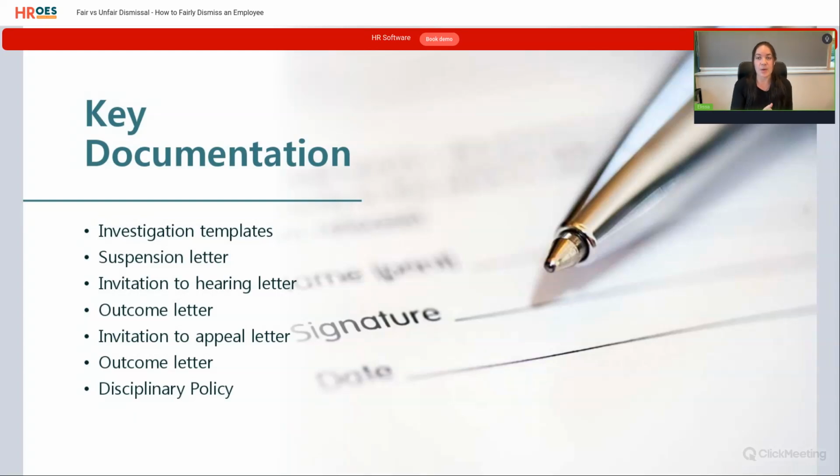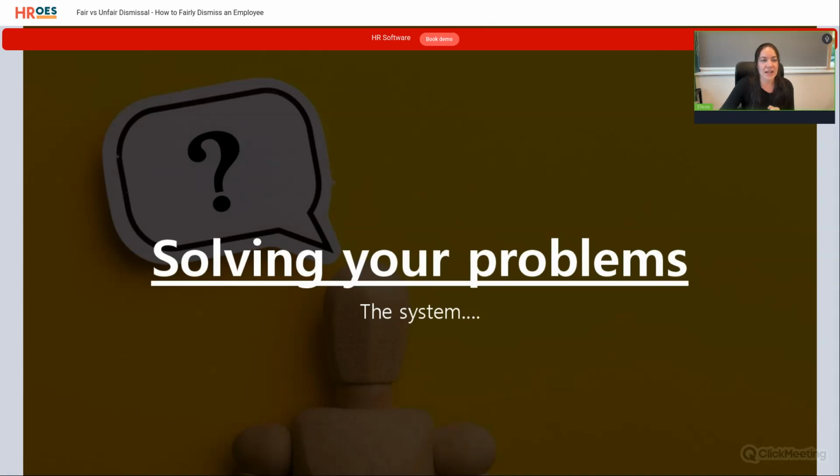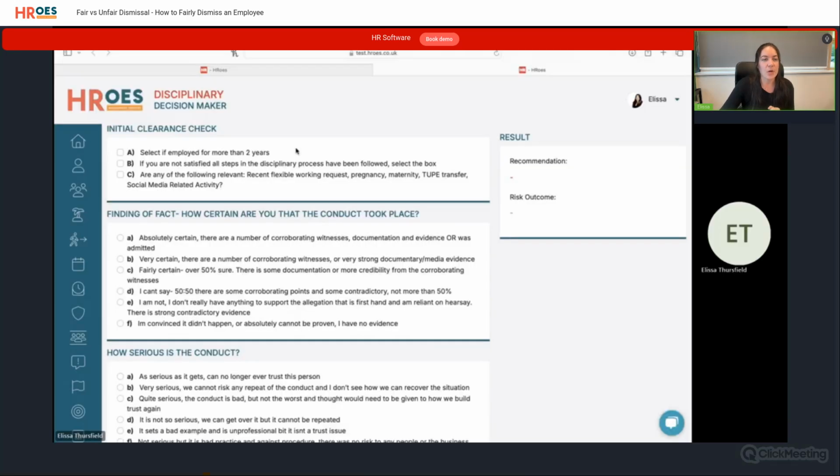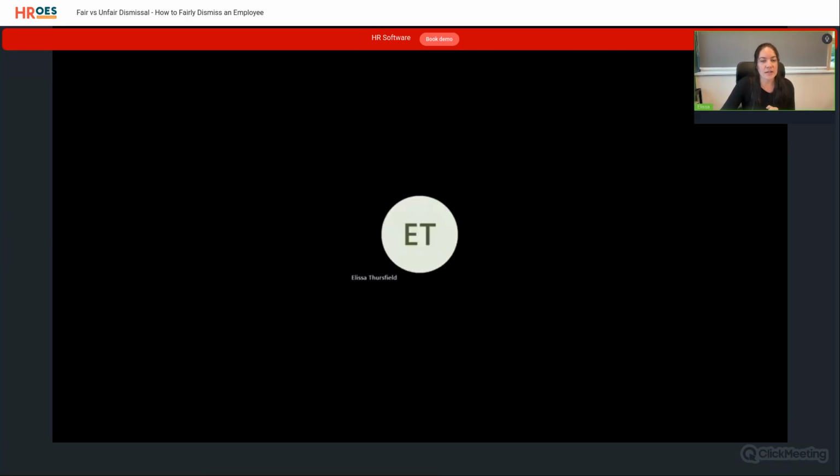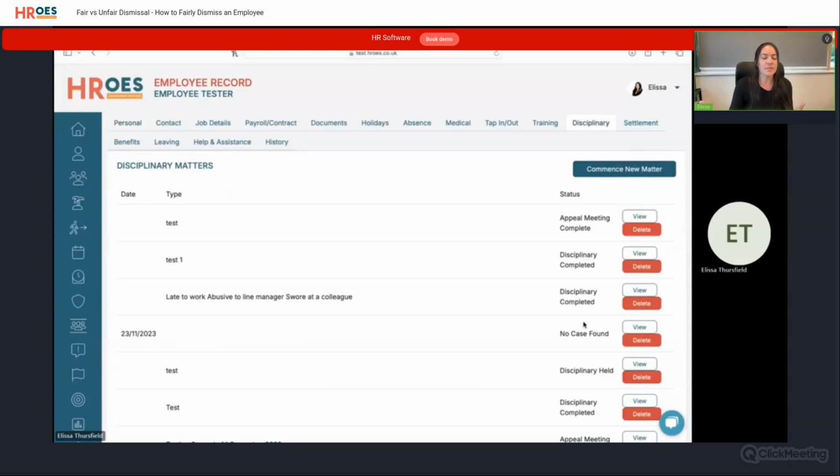It doesn't mean just because something's expired or time has gone on that we can't refer to it, but it's important that we're not necessarily escalating this because you've had a warning, but because we're showing that there's been a pattern of behaviour that hasn't improved. So what we're going to have a quick look at now is how we can potentially help you solve your problems. So I'm going to show you a quick snapshot of what our system does.